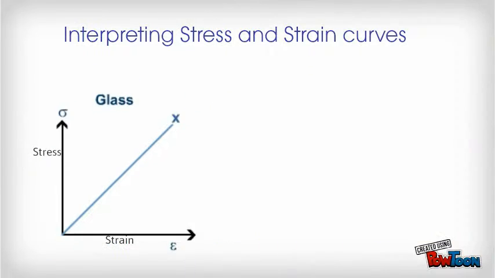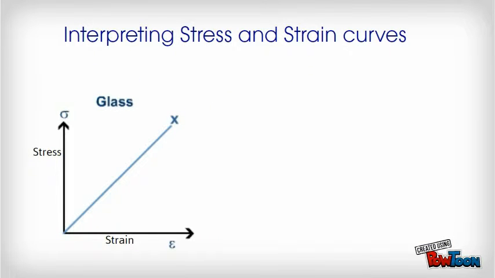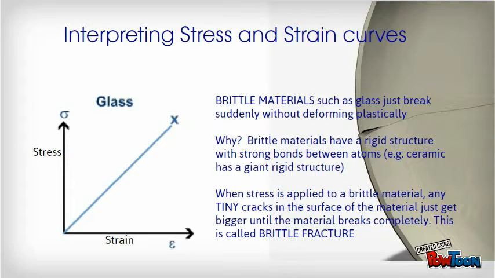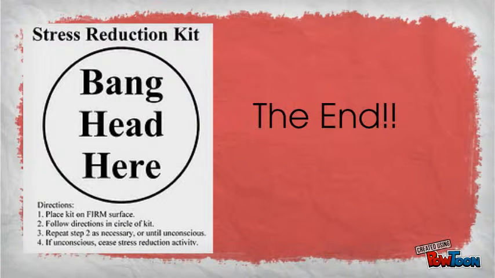So when you apply a stress to a brittle material, any tiny cracks in the surface of that material just get bigger until the material breaks completely. And that is known as brittle fracture. And this concludes the end of the section on materials.